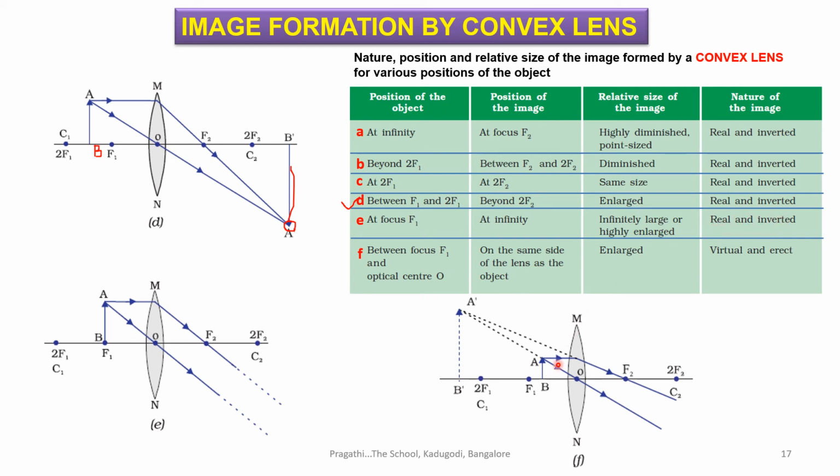Okay. And coming to the last case, you can keep the object AB here, between focus F1 and optical center O. So what happens? The rule says the two rays, ray number one is passing parallel to the principal axis. It is passing through the focal point, and second one is passing through the optical center.